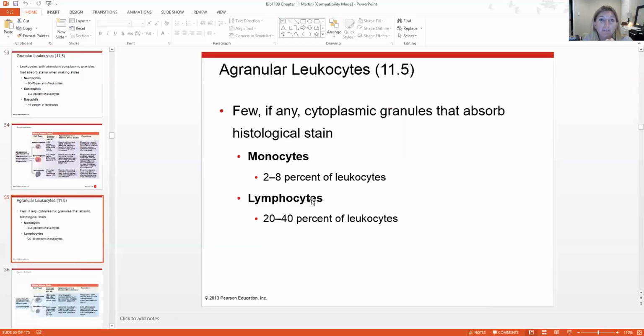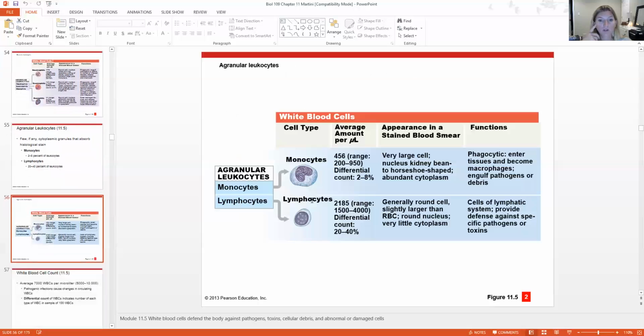Agranulocytes are very few and far between. You have monocytes, which is a very small percentage, and lymphocytes, which is a larger percentage. Lymphocytes are the T cells and B cells that you've probably heard of when you've heard of the immune system. So here you see them. Monocytes are phagocytic, and lymphocytes are providing specific defense against specific pathogens.